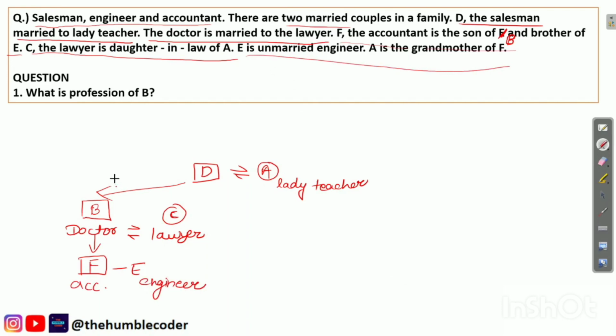Now let's see what is the question that is being asked to us. So what is the profession of B? So in the diagram we can clearly see that B is the doctor. So the correct answer for this question is doctor.